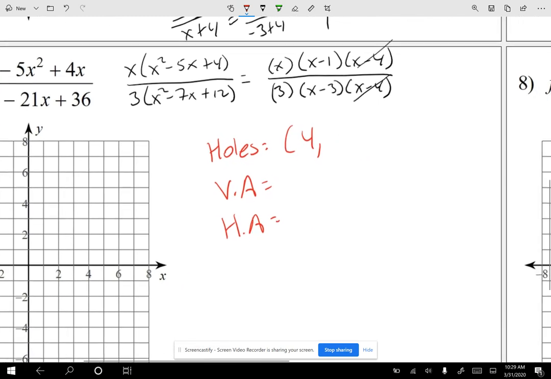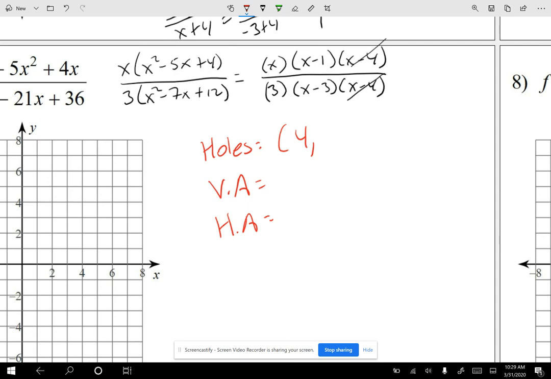Now, to find the y value, looking at what I have left over, I have a 4, right, because I'm saying x equals 4. 4 times 3 over 3 times 1. Notice I replaced the value of 4 for x. Now 4 times 3 over 3 times 1, I get that the y value is 4. So I have a hole at 4, 4. For my vertical asymptote, I'm looking at the bottom of my fraction. I'm looking at what values of x could make the bottom equal to 0. My vertical asymptote is at x equals 3.